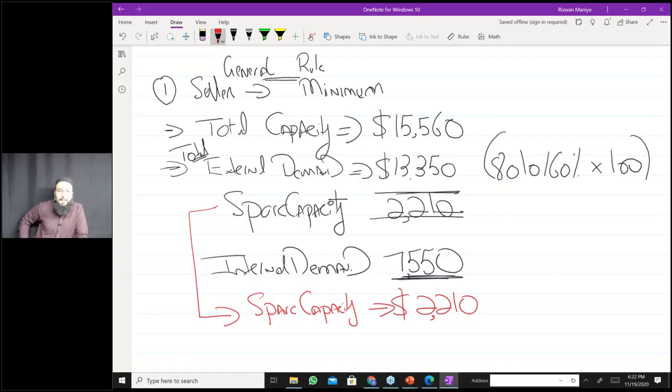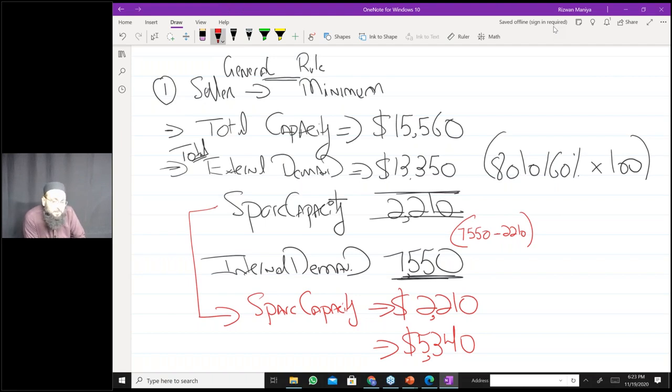So first, I will fulfill the internal demand through the spare capacity. Now, how much am I left with? A quick number crunching. 7,550 minus 2,210. How much am I left with? Can anyone tell me? The screen is very far away, so I can't exactly see the numbers. It's 5340, right? So I'm left with 5340. Now tell me, how will I fulfill this one? Come on, tell me.